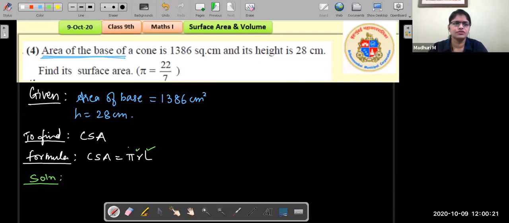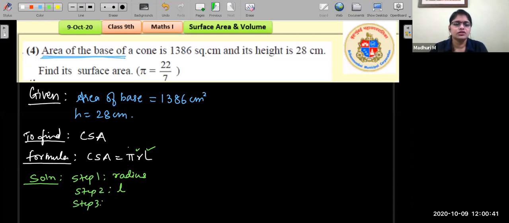So just to give you the roadmap, in step 1, we will find the radius. Then using radius and height, in step 2, we will find the length, and finally step 3 will be to find the curved surface area, because we have the radius and L, and we can find the curved surface area easily. So let us begin with step 1, that is the radius.